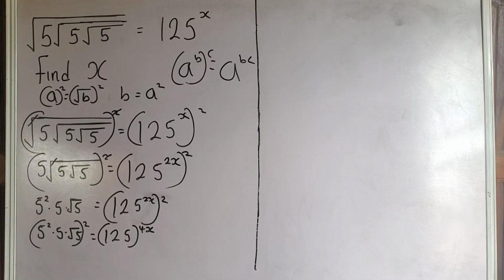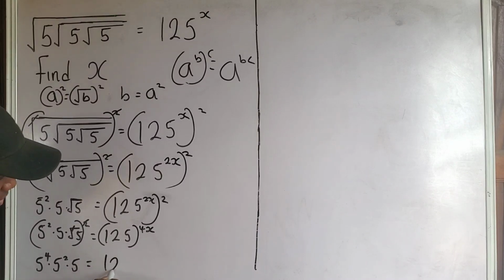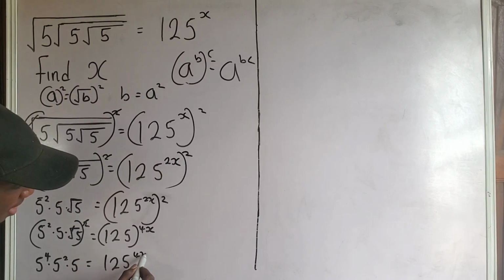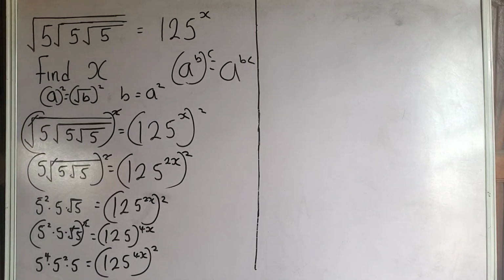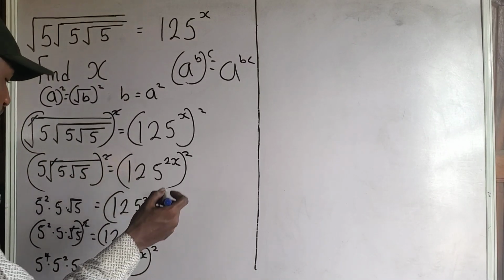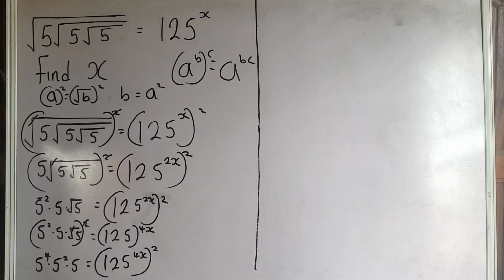So for this, I'm going to have 5 raised to the power of 4. Are you getting it? Multiplied by 5 raised to the power of 2. Now this square, we eliminate this square. So I'm going to have multiplied by 5 equals 125 raised to the power of 4x multiplied by, to the power of 2. Do you understand? Okay, so for this, I'm going to have 5 raised to the power of 4 times 5 raised to the power of 2 times 5 raised to the power of 1.